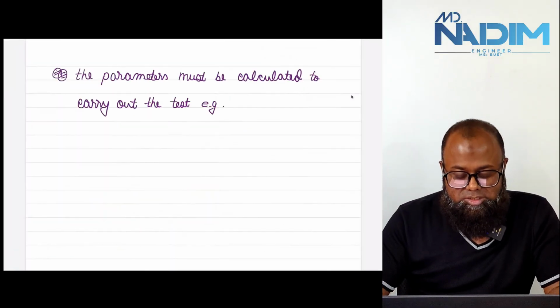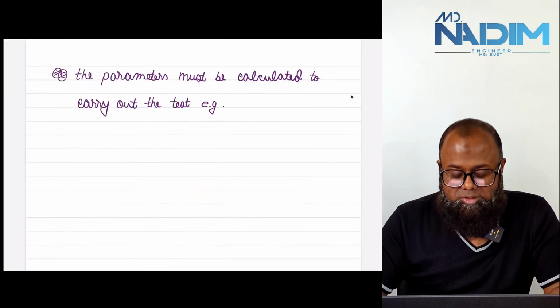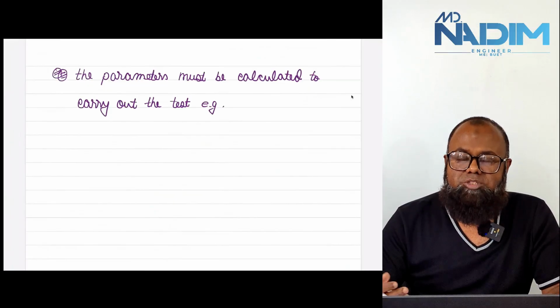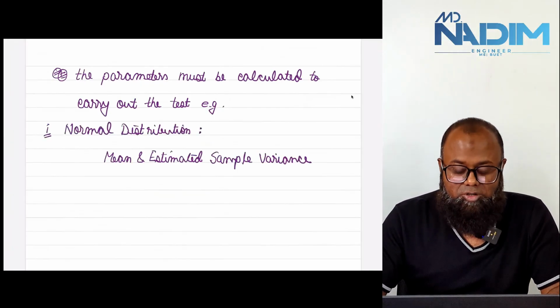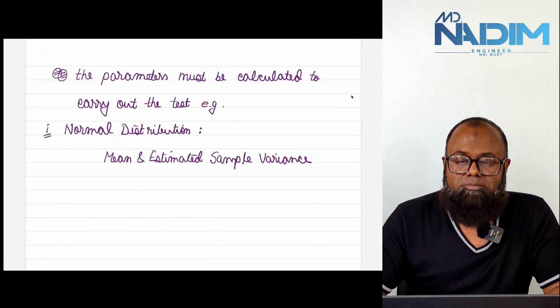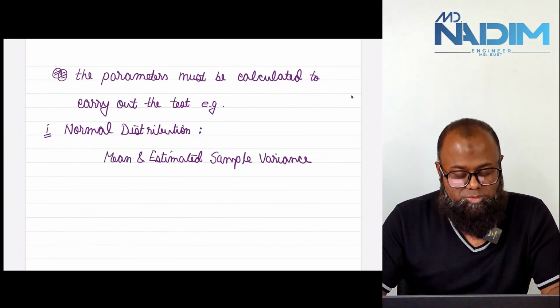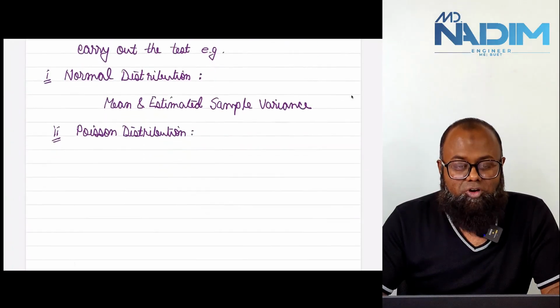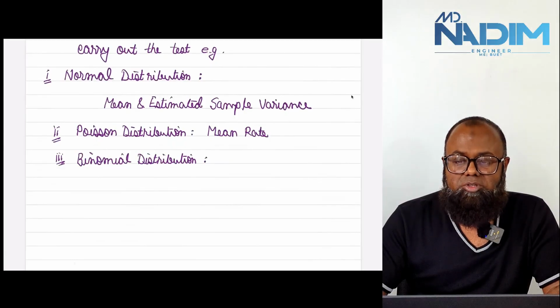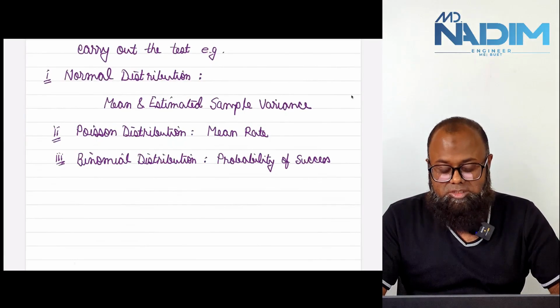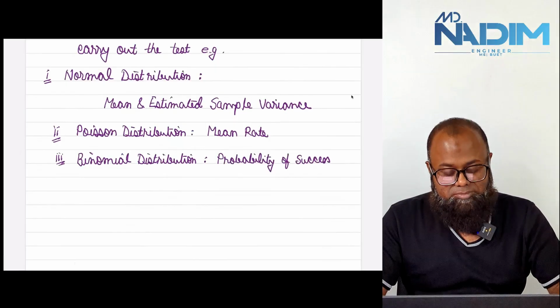The next point is the parameters must be calculated to carry out the test. Like which parameters should be calculated to carry out the test? For example, for normal distribution, we should calculate mean and estimated sample variance. These two values are needed to carry out a test involving normal distribution. If it is for Poisson distribution, then we need to calculate mean rate. If it is for binomial distribution, we need to calculate the probability of success.